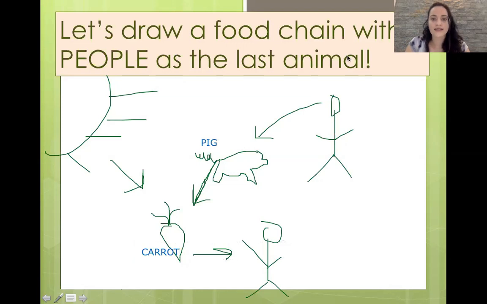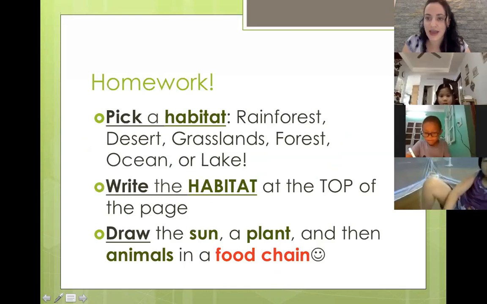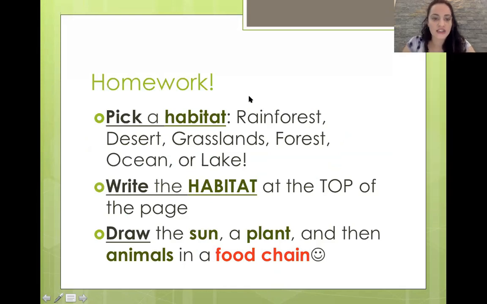Okay, great work, guys. Your homework tonight. Everyone pay attention and look at me. Your homework tonight is to pick a habitat. We learned about the rainforest, the desert, the grasslands, the forest, ocean, and lake. So pick a habitat. Number 2, write the habitat at the top of a paper. Number 3, draw the sun, a plant, and some animals in a food chain.